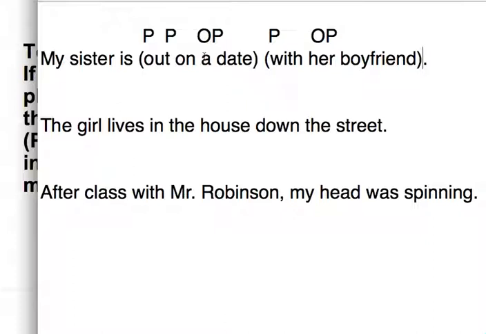We can say that that's one and then the other. Or, alternately, we can say that this is one inside of another. We can say that out on a date with her boyfriend, well, what is she out on? A date with her boyfriend, right? So we could say that this is a prepositional phrase inside of another prepositional phrase. Okay? Either one is correct. It's just whichever makes the most sense to you.